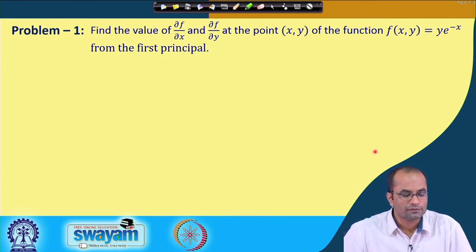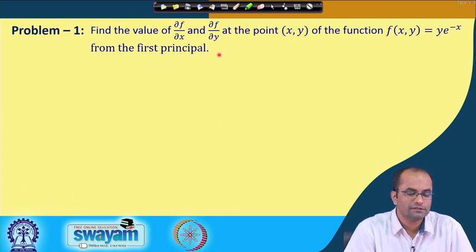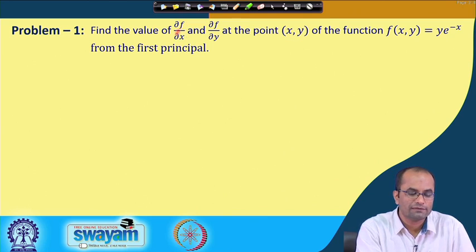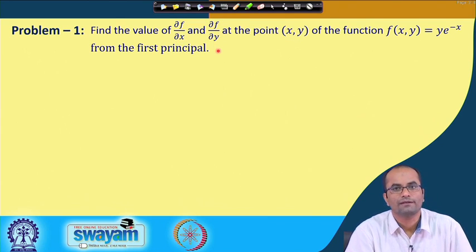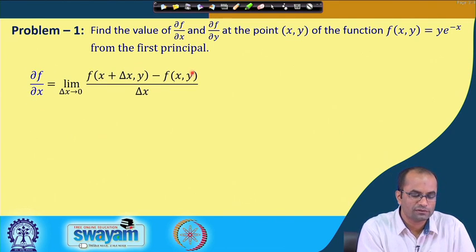Coming to the problem, find the value of del f over del x at the point x, y. So, a general point here of the function f(x, y) is equal to y e power minus x from the first principle. So, we will use that definition which we have discussed in the previous slide to compute del f over del x and del f over del y at a general point x, y. So, what was the definition? Del f over del x at a point x, y.